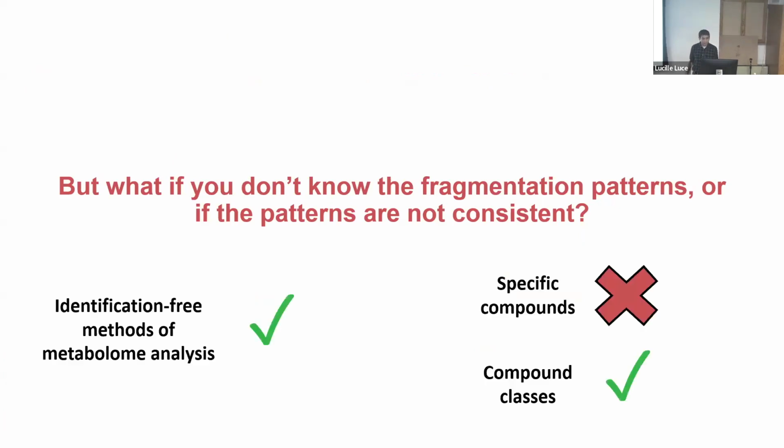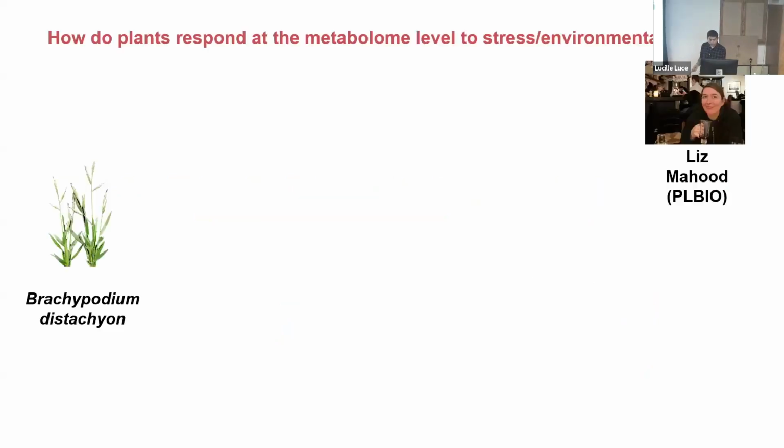We have tried to analyze or champion two types of methods. One, identification-free analysis, which is basically multivariate statistical methods. And then instead of specific compounds, we can look at compound classes. So for example, how are flavonoids changing under stress, or how are nucleosides changing, and so on. This work was done by Liz, who was a plant biology student, now a postdoc at MIT.